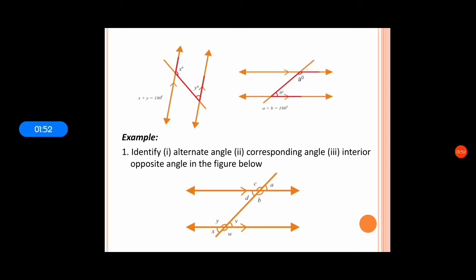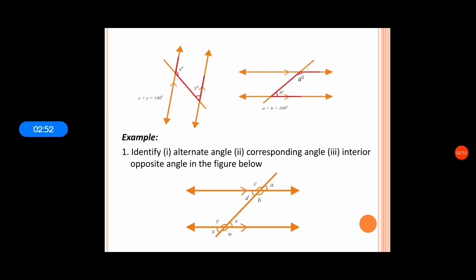You can see that our B and Y are alternate angles because they form the Z shape, and our D and V are also alternate angles. So therefore, B equals Y and D equals V. That is our alternate angle. Now, our corresponding angles: we have A and V, F shape, B and W, C and Y, D and X. So A equals V, B equals W, C equals Y, and D equals X. So we have 4 corresponding angles and 2 alternate angles.